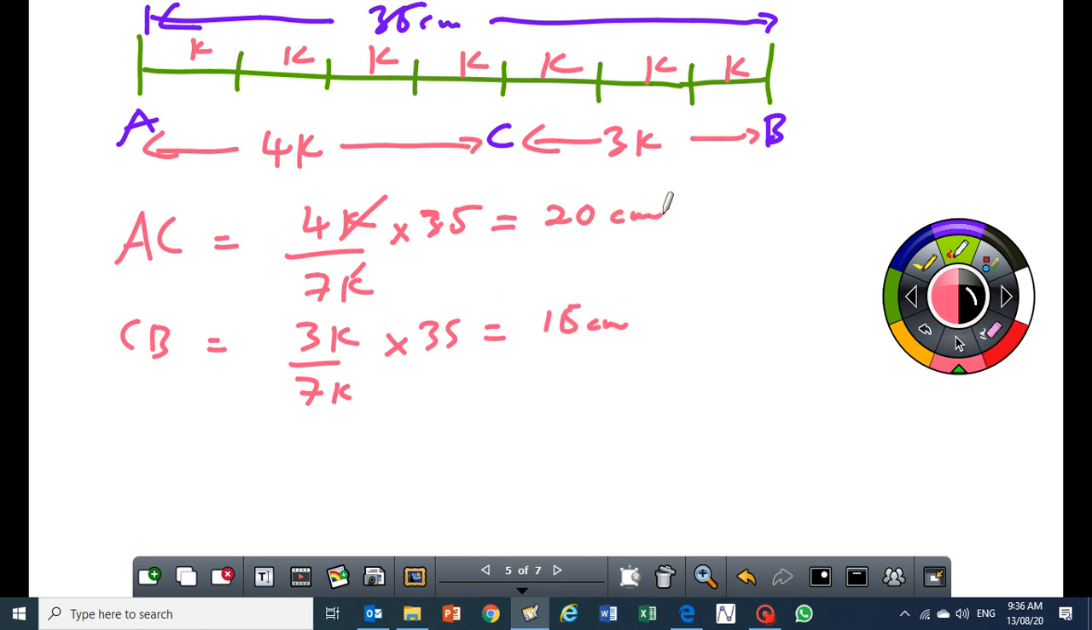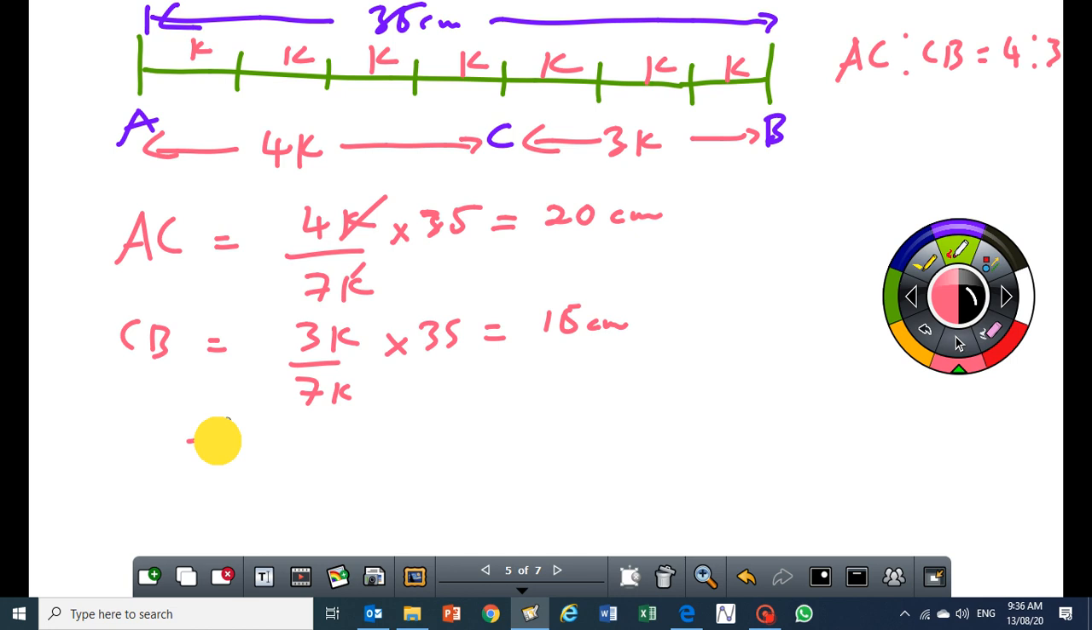Please, when you are given a ratio, that's not the length. If you have AC to CB equal to 4:3, it doesn't mean that AC is going to be 4 centimeters or 4 units, and it doesn't mean that CB is going to be equal to 3 centimeters or 3 units. It's a ratio. To determine the actual length, you need to multiply each value in the ratio by the same constant. And that constant, you can call it K, you can call it Y.